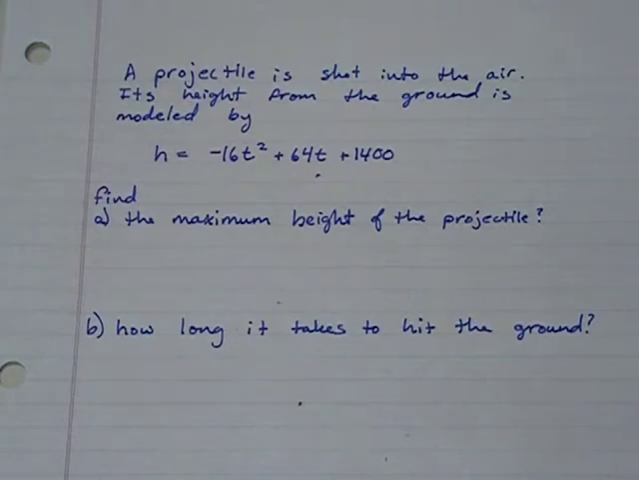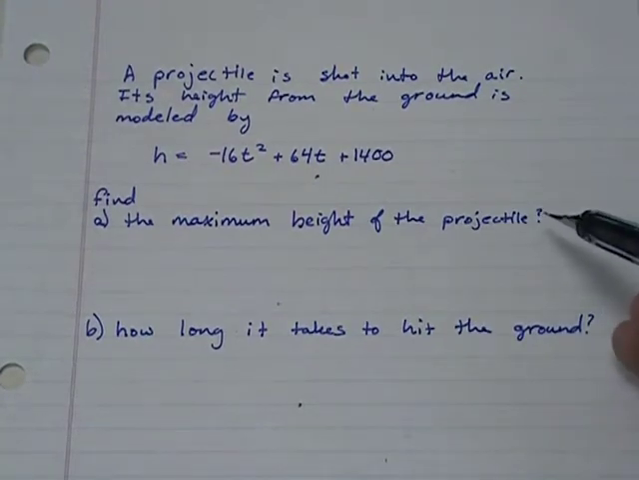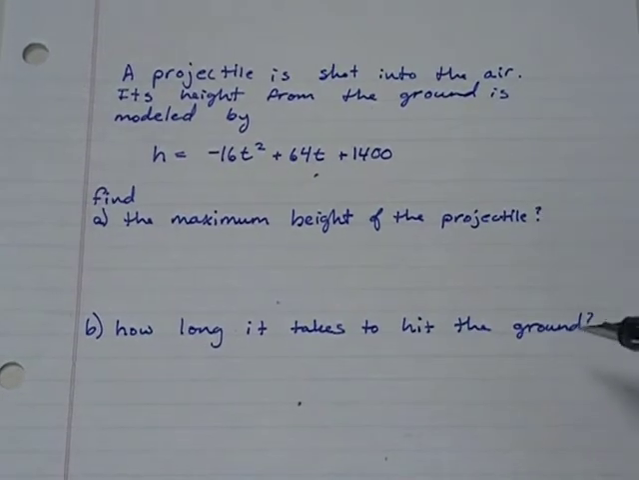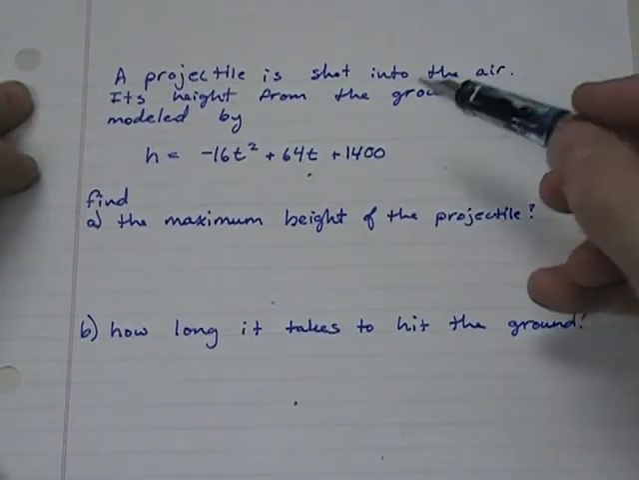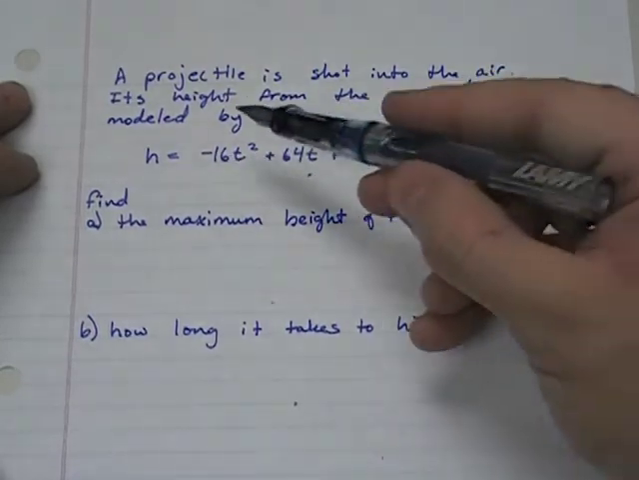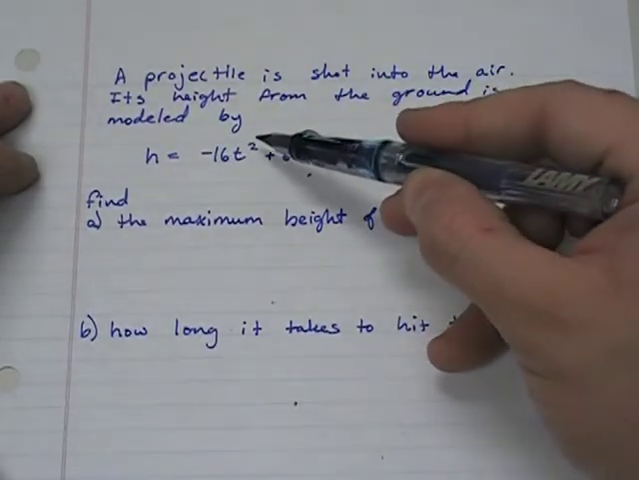And we're asked two questions. A, find the maximum height of the projectile. And B, find how long it takes to hit the ground. Well, the first thing you need to realize is this is a quadratic equation. The highest term is a square.